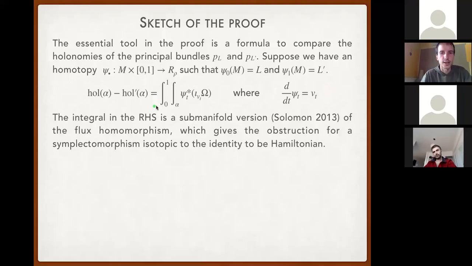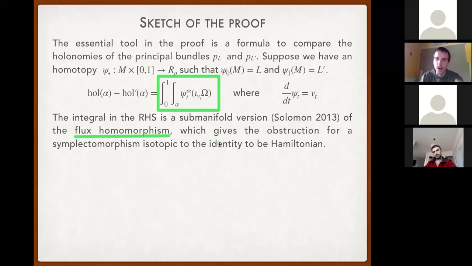And let me just mention that the right-hand side is a sort of version for submanifolds of what is usually called the flux homomorphism. This version for submanifolds is due to Solomon, but in a slightly different setting. Usually the flux homomorphism is computed on an entire symplectic manifold. You just do the same thing, take a homotopy of a symplectomorphism, take the global vector field now which generates the isotopy, and integrate. And this is usually the obstruction for a symplectomorphism to be Hamiltonian.